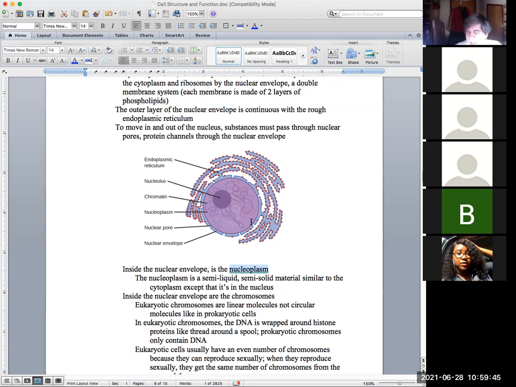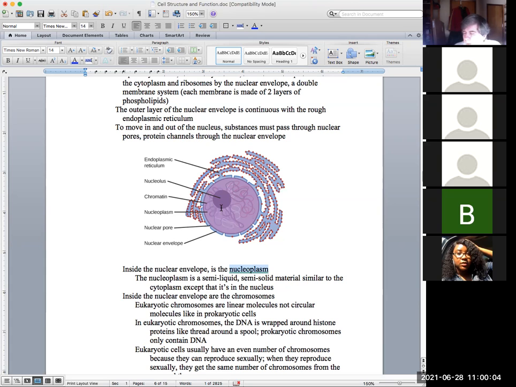So inside the nucleus, we've got this nucleoplasm. Somewhere we've got this nucleolus, maybe more than one. And the other thing, and in a sense, the crucial part, is we have chromosomes.